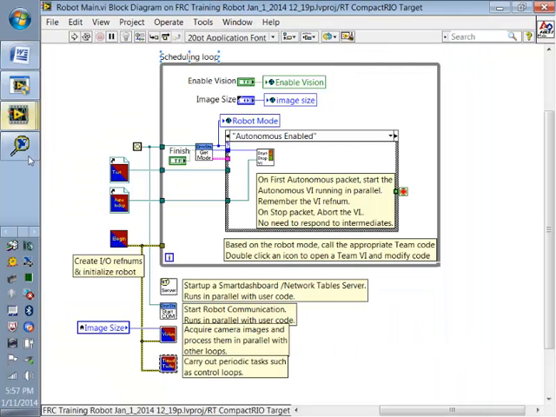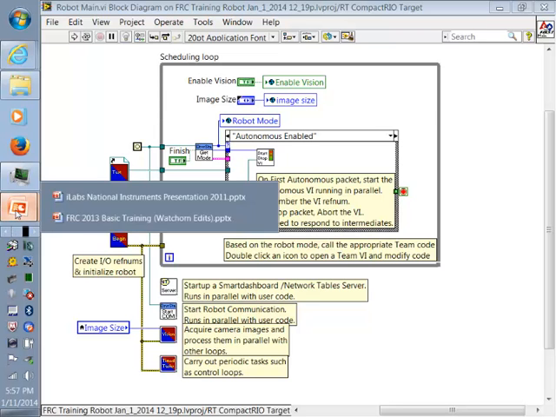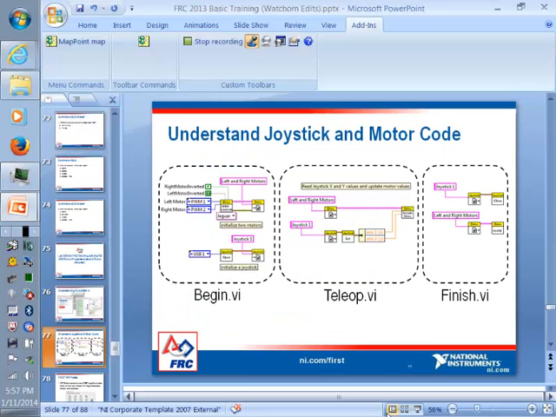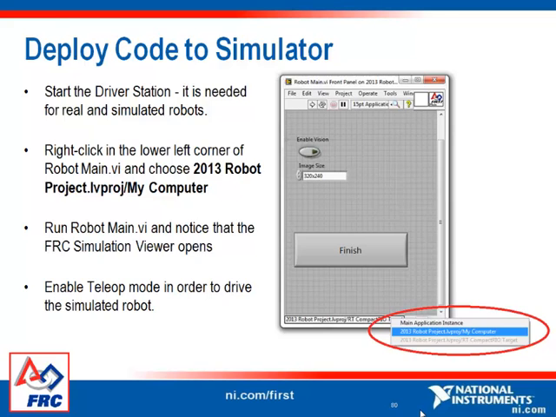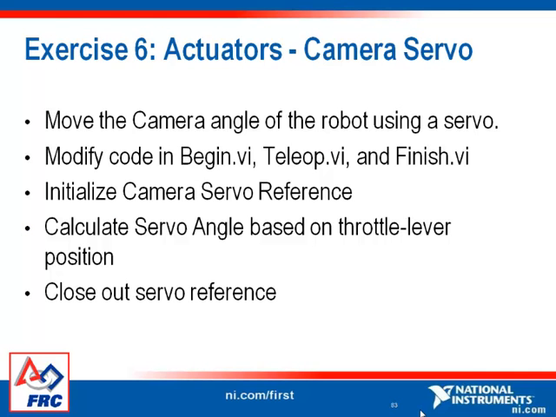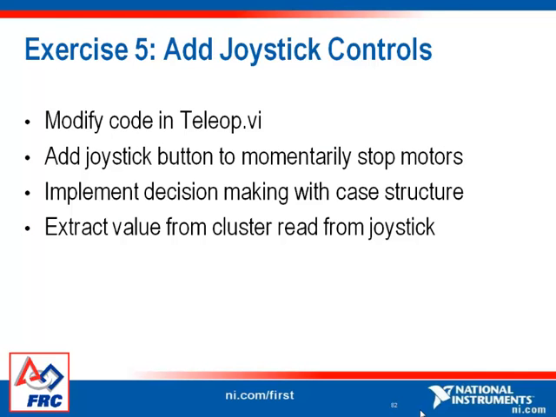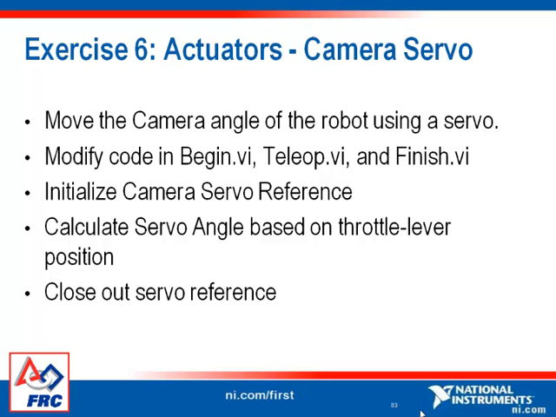Let's see. Is there anything else that I want to cover in the last 3 minutes? Let's just take a look at some of the other slides. We've already talked about using the robot simulator. We've talked about adding a joystick. We didn't talk about adding actuators or camera.